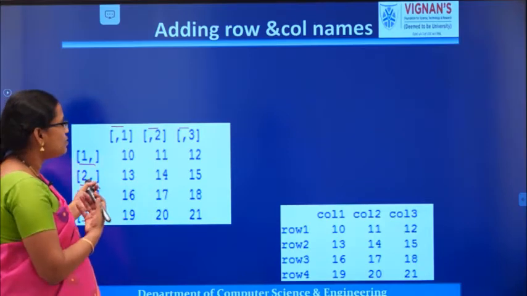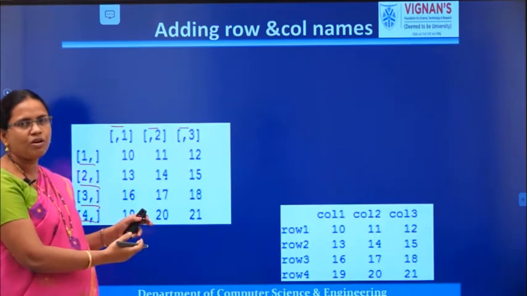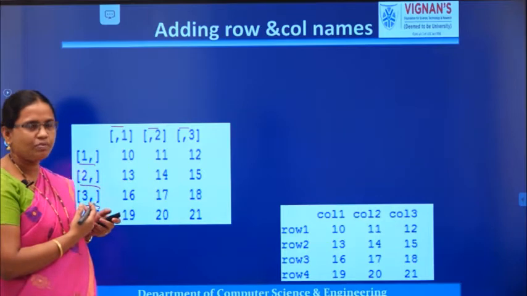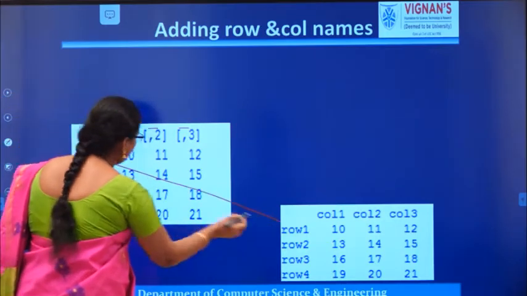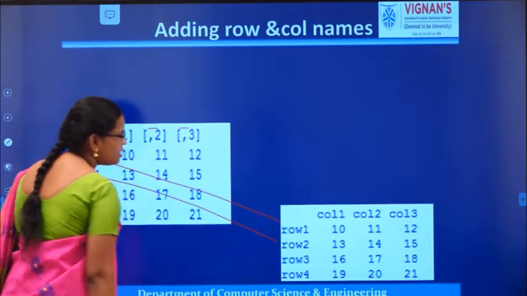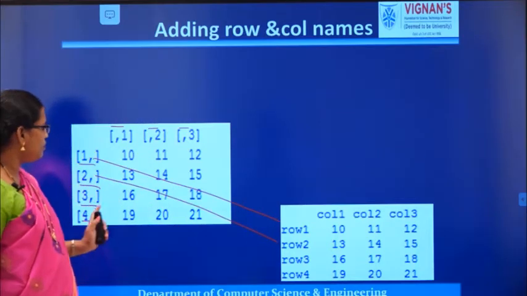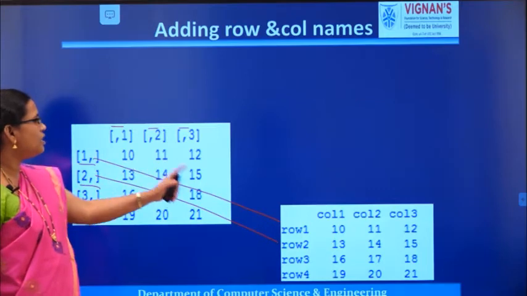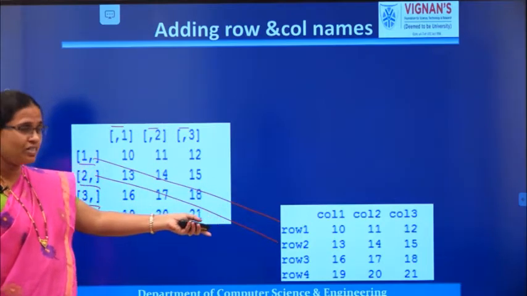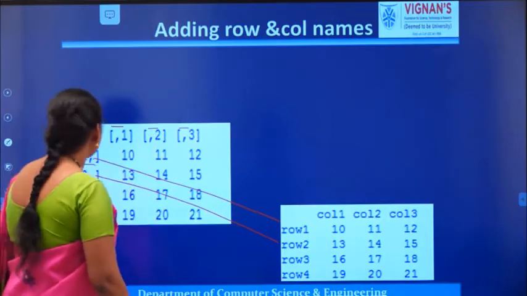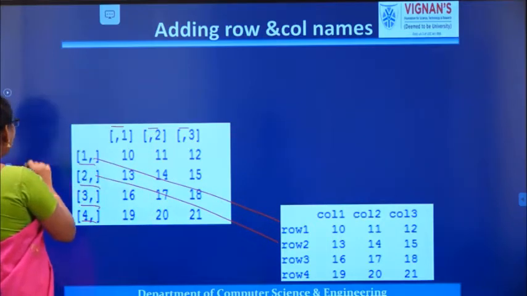And if you want to specify any kind of row names as well as column names, you have to write a statement for that. Suppose I want to write row 1 as row 1 and 2 as row 2 like this, and 3 will be row 3, 4 as row 4, and columns are column 1, column 2, column 3. Now how to write this, how to get this matrix? In this case we need to write the statements like this.